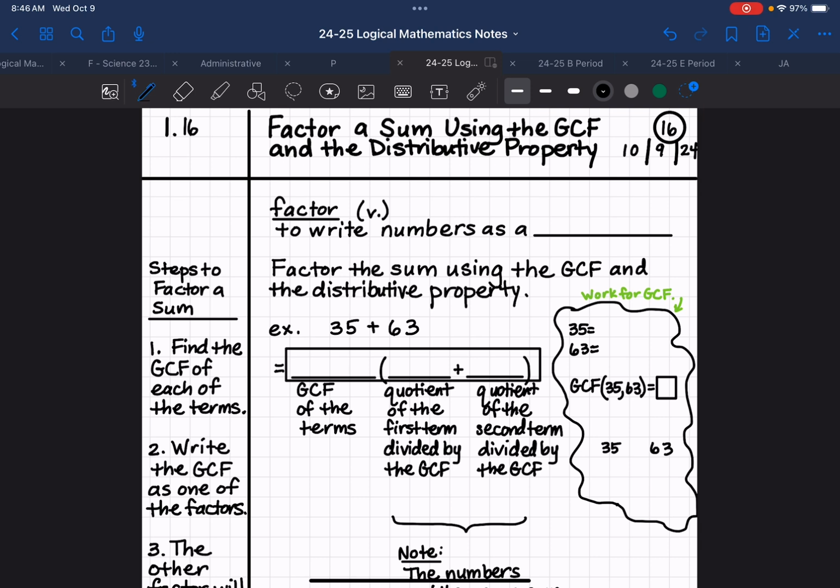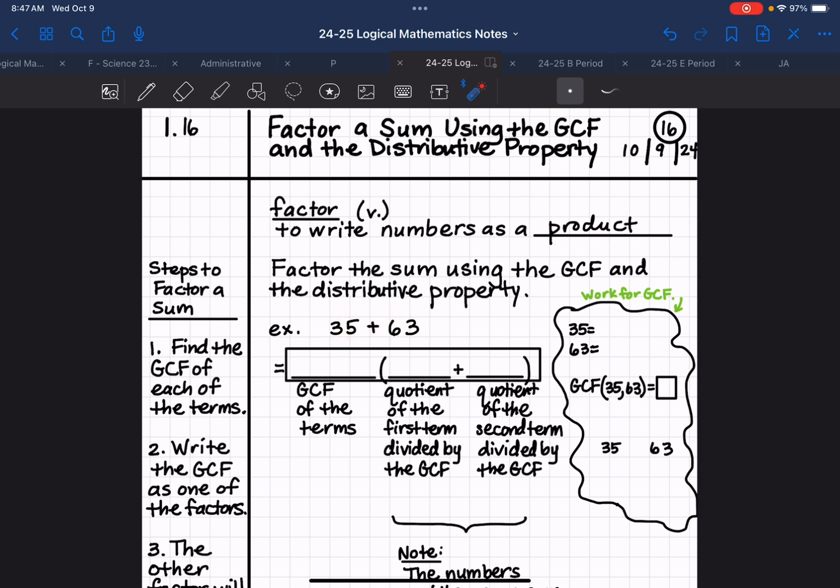Today we are going to talk about factoring sums using the greatest common factor and the distributive property. So to first start out, we're going to say what a factor is. To factor, the verb, means to write numbers as a product. Initially, you're going to see the number written as a sum, the result of adding numbers, and your job is to rewrite this as a product.